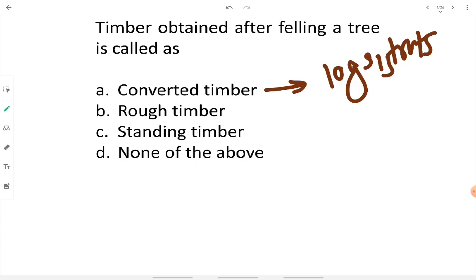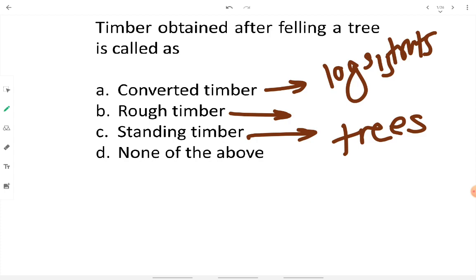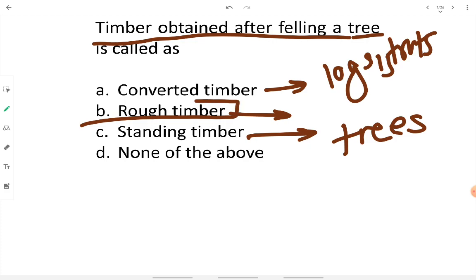Then the rough timber is there. Rough timber means the moment you cut down a tree and it falls upon the ground, the wood that you obtained is rough timber. And standing timber is nothing but trees which are planted, which have fully grown, which are then to be used as timber. Therefore, timber obtained after felling a tree is called as what? Rough timber. After you have cut down a tree, the timber that you are going to obtain is the rough timber here.